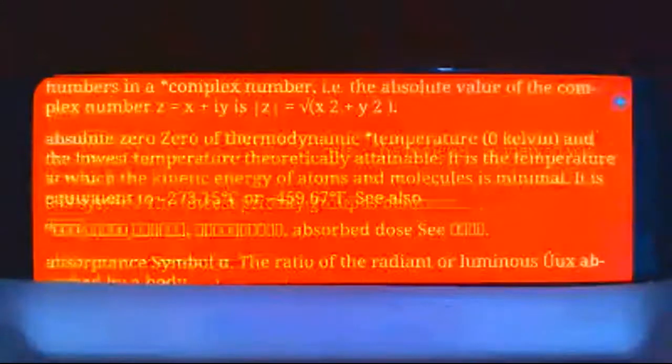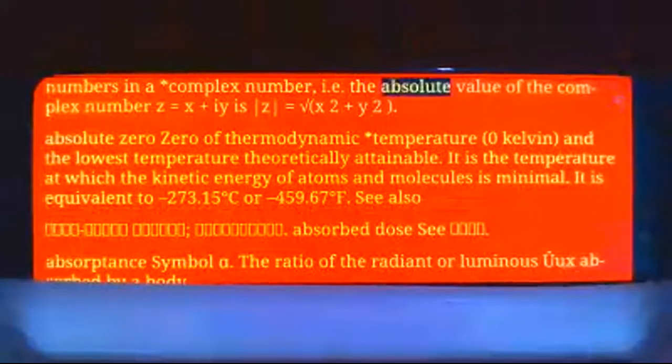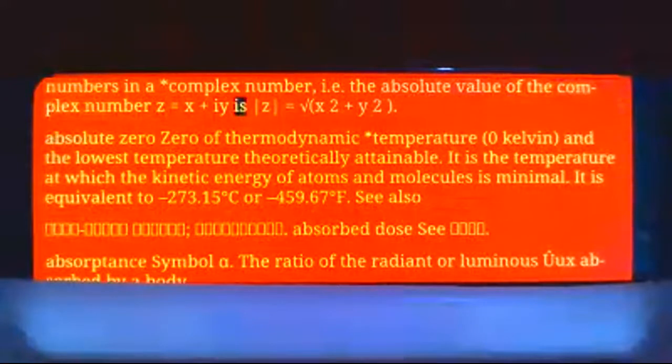Absolute configuration. Absolute value of a complex number: the absolute value of the complex number z = x + iy is |z| = square root of x² + y².